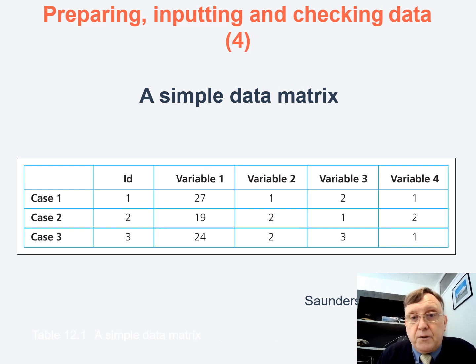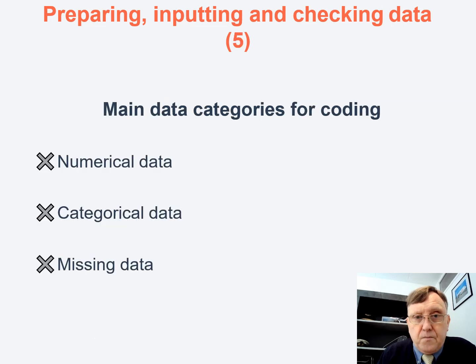So if we look at a simple data matrix, we have the cases that we've been looking at. So identification number 1, 2 and 3 to make it easy. Then we have variable 1, 2, 3 and 4, which you will decide what those variables are, and then the appropriate numbers putting in each of those cases. So the main data categories for coding, remember what we said what coding is? It's just applying a number for a particular response. So numerical data, categorical data and missing data.